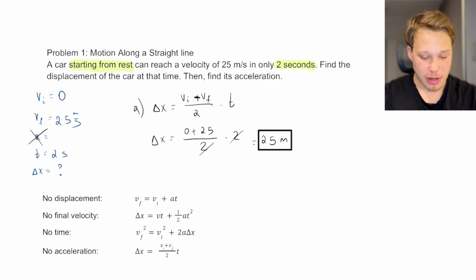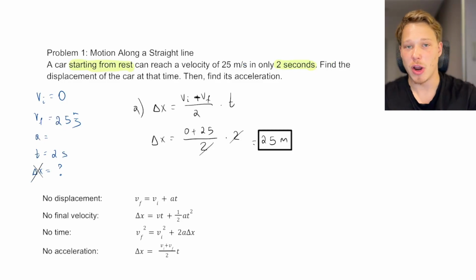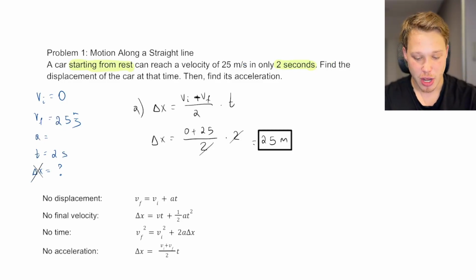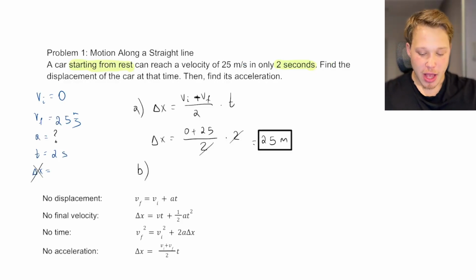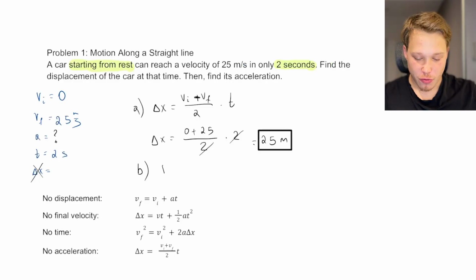So let's say, for example, we didn't know the displacement. The displacement was something we didn't care about, and we just wanted to solve for the acceleration. So now that we don't care about the displacement, but we want to solve for acceleration, what is the equation that doesn't have the displacement? Hopefully you said the first one. So final velocity is equal to initial plus AT.